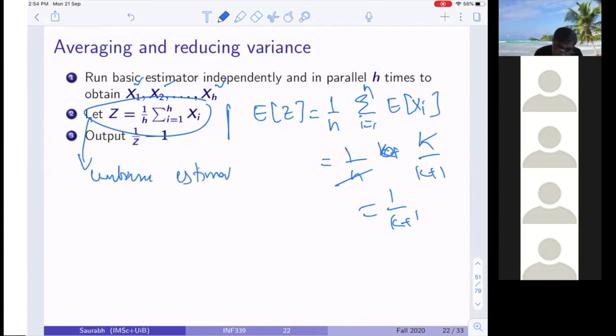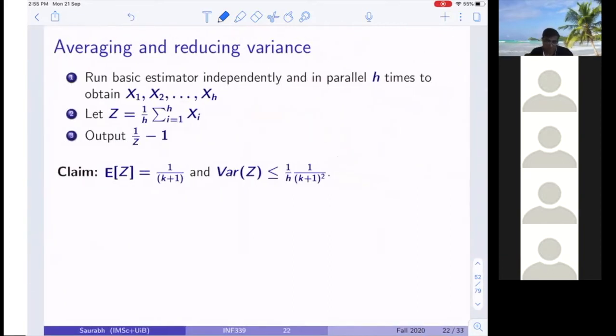Because of this expectation property, whenever you take a normal average, if you started with an unbiased estimator, it will remain an unbiased estimator. If you started with an estimator which is approximately close to the number you are counting, it will remain that way. So these tricks work, and then you output 1 over z minus 1, as before. So this is nice.